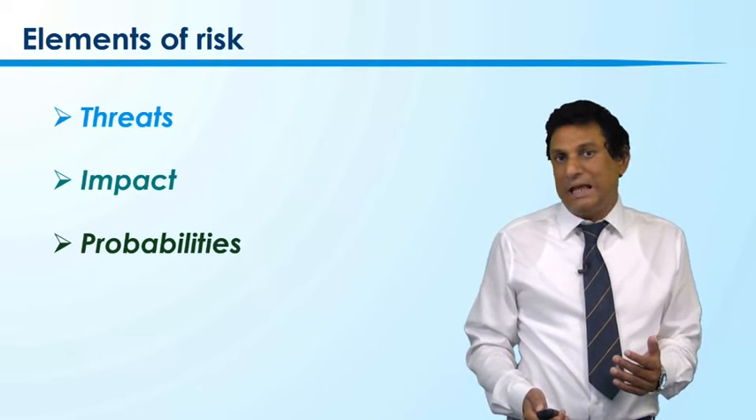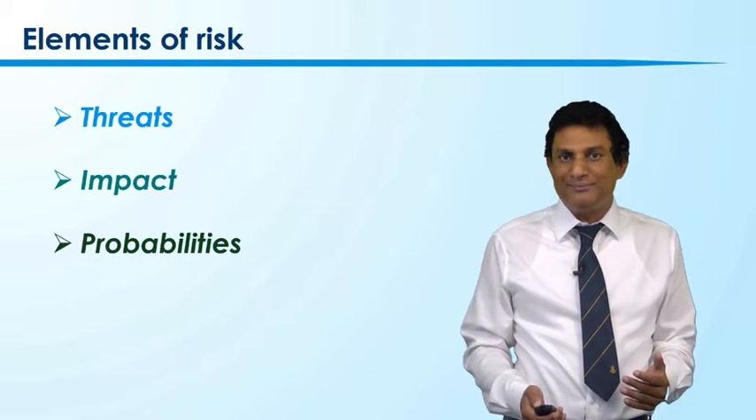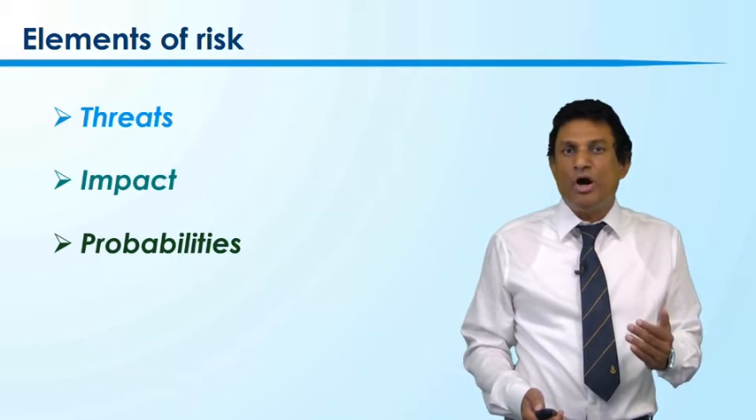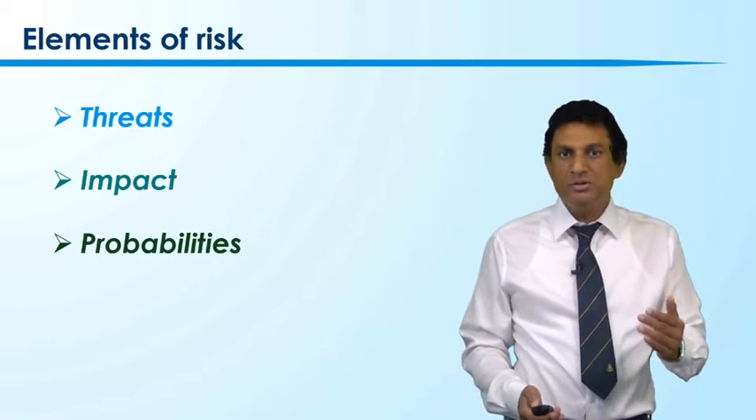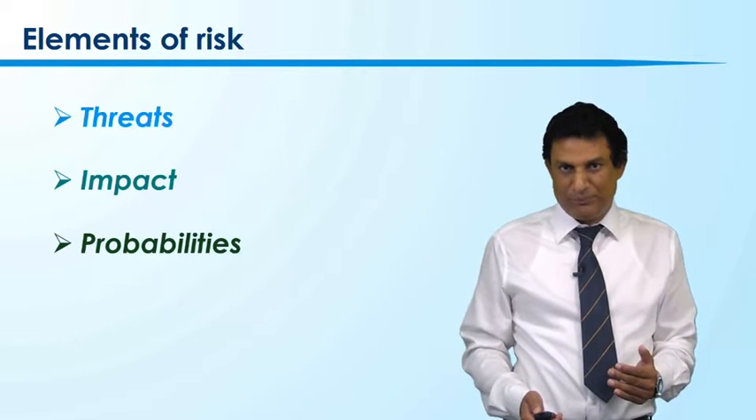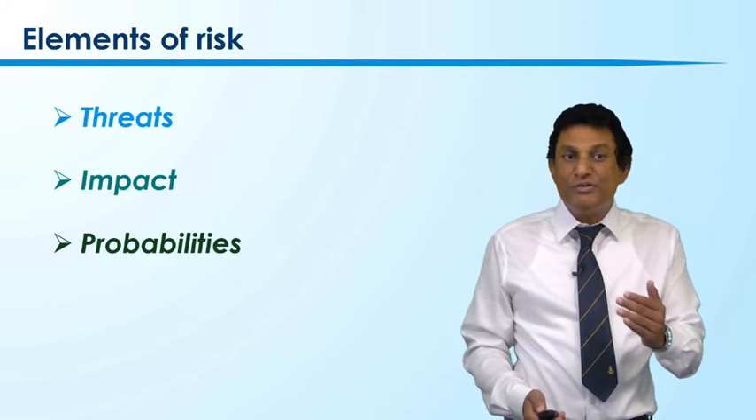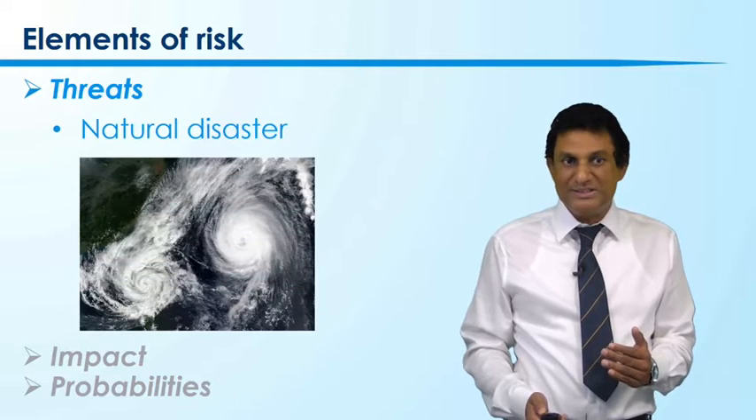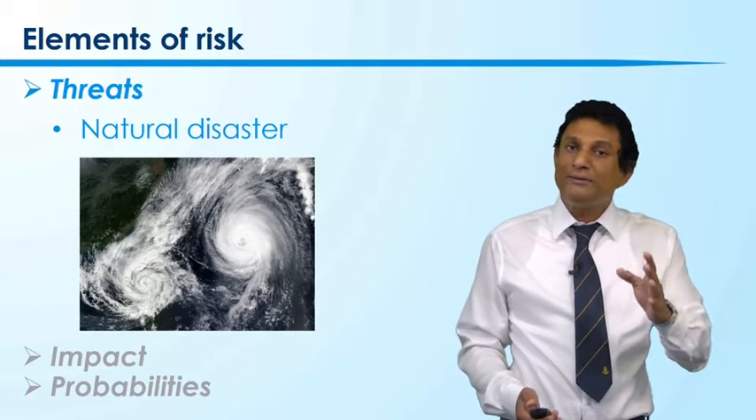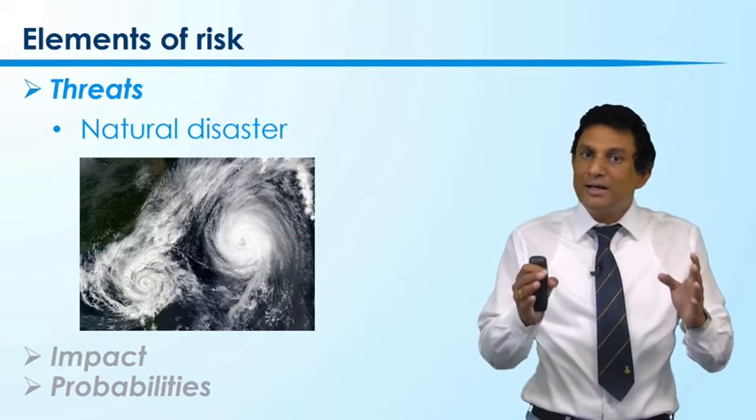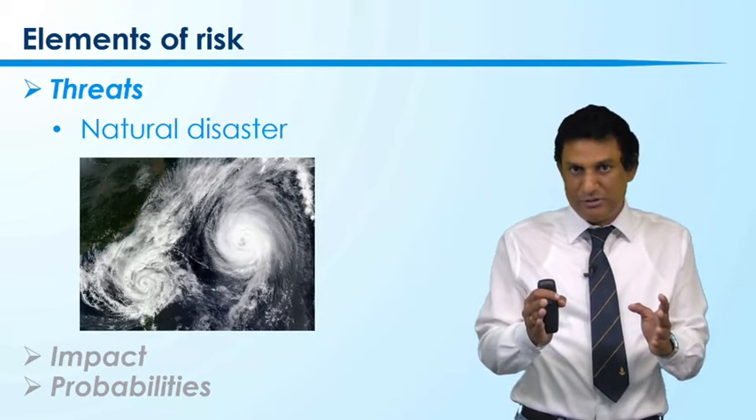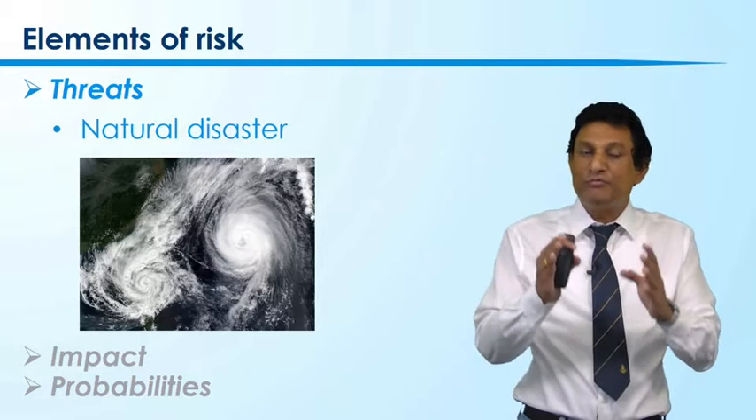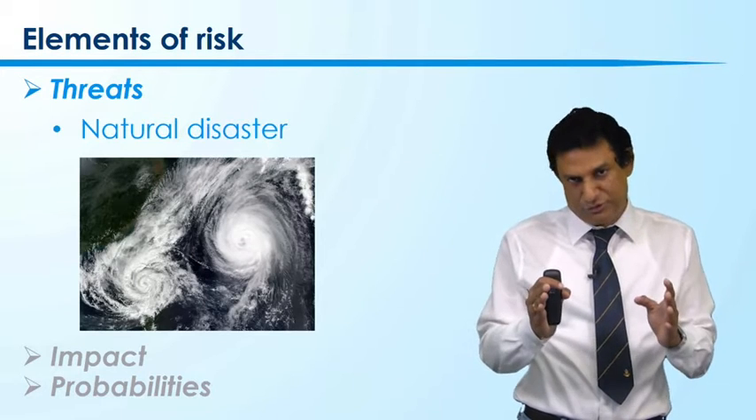Now on the next slide, I would like to talk to you guys about the three elements of risk, which are threat, impact, and probability. So first look at the first element of risk, which is threats. When you look at threats, guys, there are different kinds of threats, and of course I would say different categories of threats.